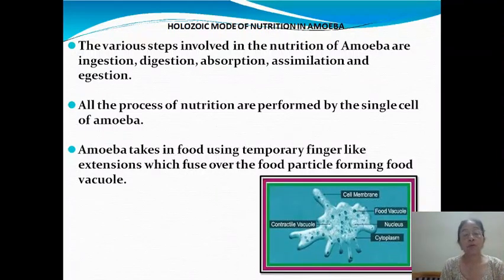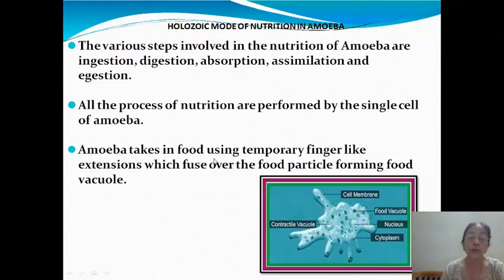If you have forgotten, please watch the previous videos. If you remember, we have studied that there are various steps involved in the holozoic mode of nutrition. In the same way, the steps involved in the nutrition of amoeba are: number 1, ingestion; number 2, digestion; number 3, absorption; number 4, assimilation; and number 5, egestion. Please mark my words, all the processes of nutrition are performed by the single cell of amoeba.